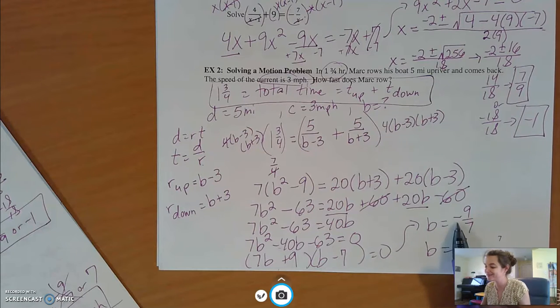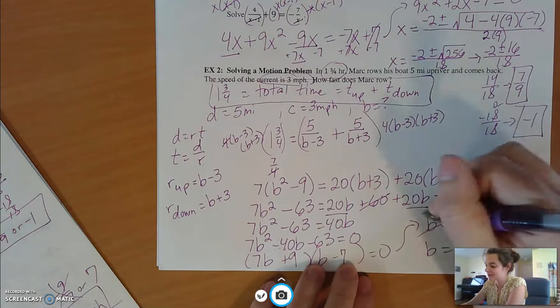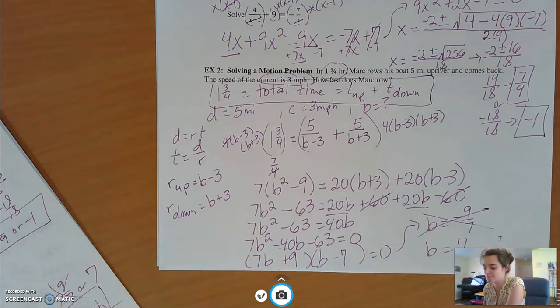No, because it's negative, and so that would mean that our boat was going backwards, and he wouldn't actually go really anywhere that we wanted him to. He would go the opposite direction. And so we don't want that. We want him to be going forwards and actually go up the river and actually come back. So that one doesn't make sense in the context of our problem.